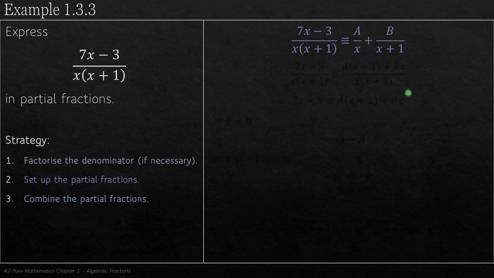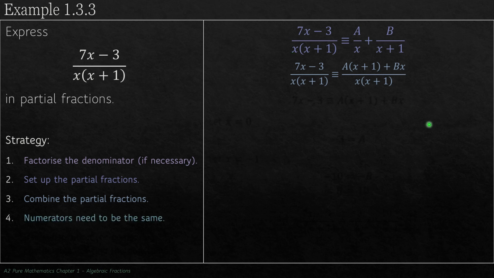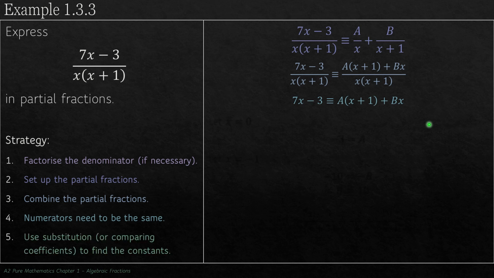Now combine the partial fractions, give them the same denominator, which is going to be x times x plus 1. There we have it. Numerators need to be the same. And now we can start working out the constants. I recommend substitution because it is quicker.